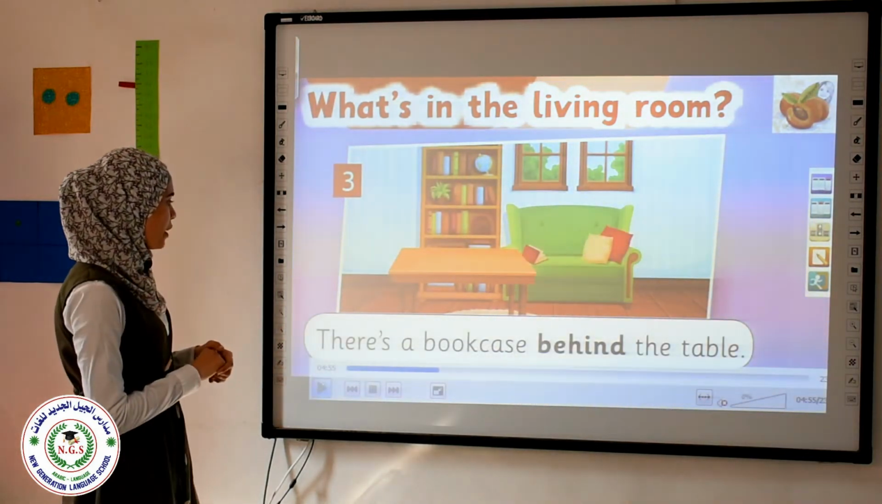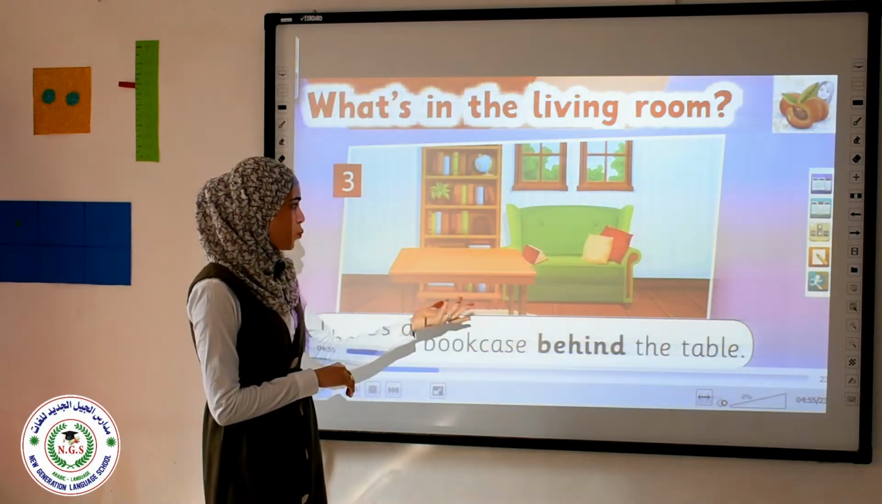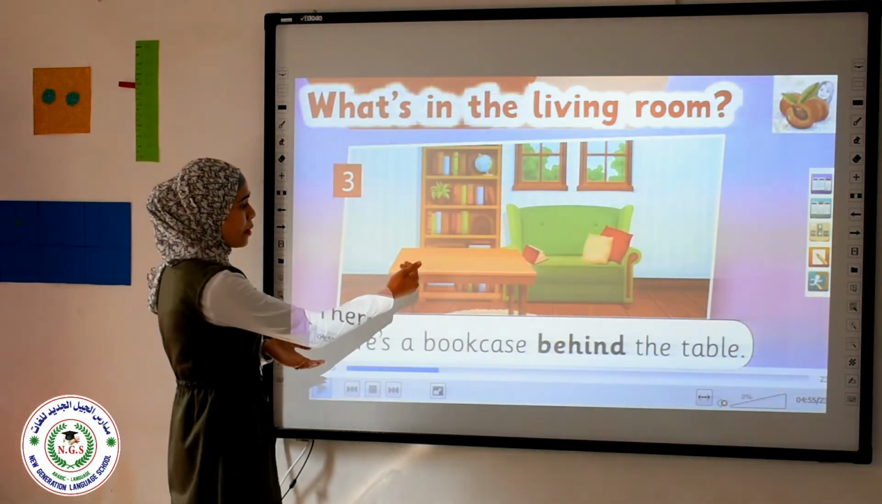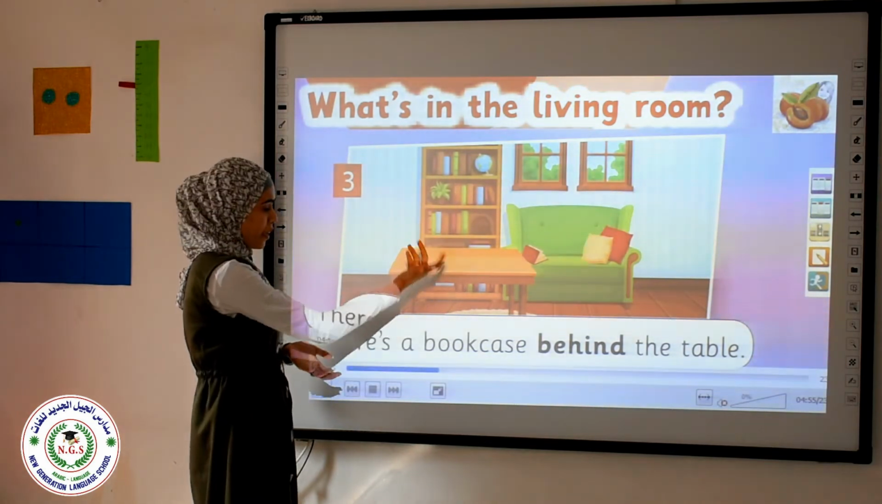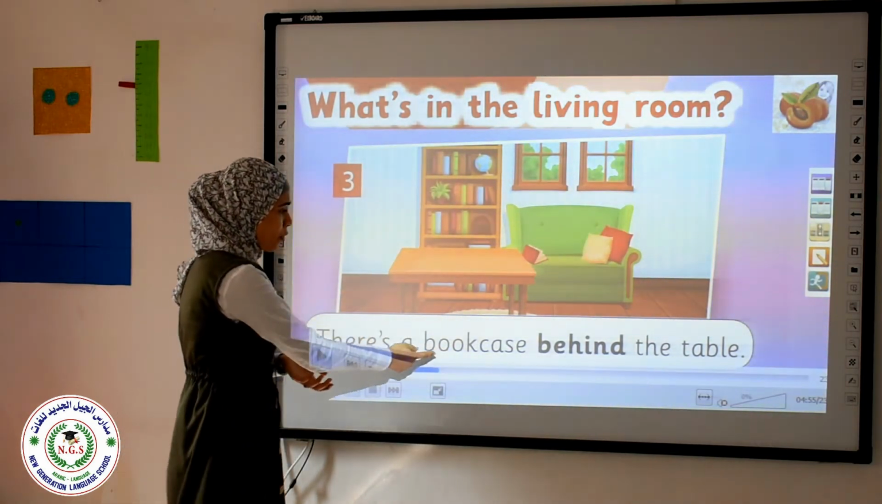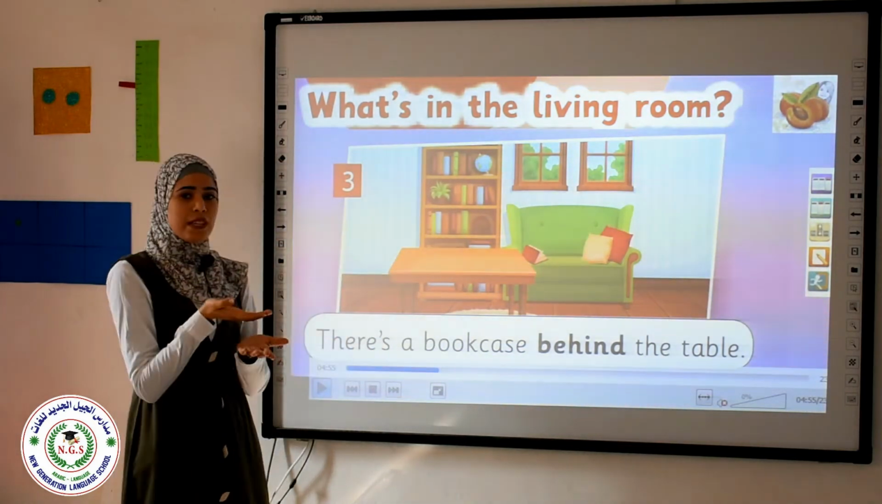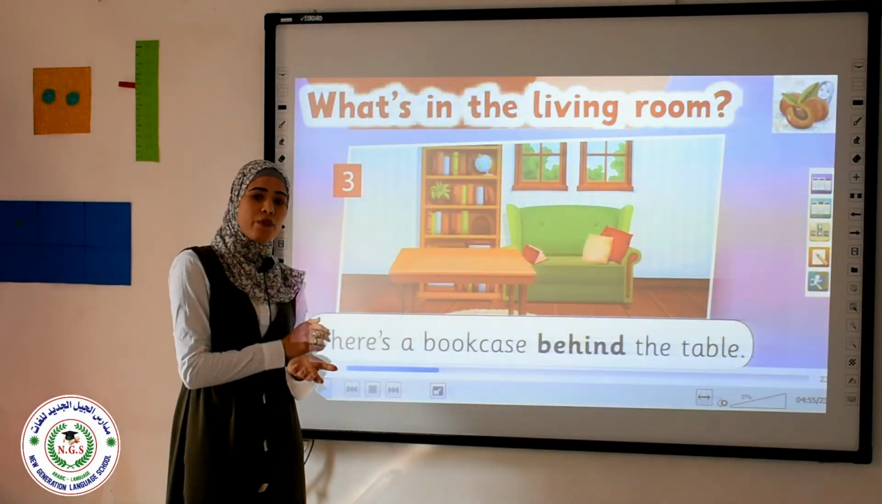Number 3, he asked about bookcase. Where is the bookcase? Look at the bookcase, where we have a table and a bookcase. There is a bookcase behind the table. The bookcase is at the back of the table.